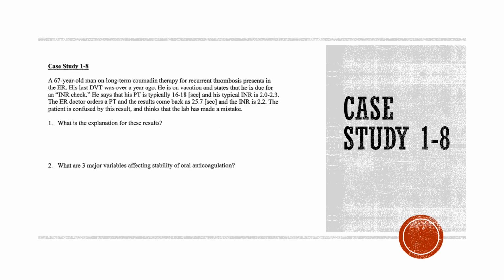Well, do you think the lab has made a mistake? I don't know. What's the explanation for these results? And what are three major variables affecting stability of oral anticoagulation? Okay. See if you can find out more information about that INR, what it's for, what it does, and then the variables that can affect that. So we'll come back and discuss it. Take your time, do your best.